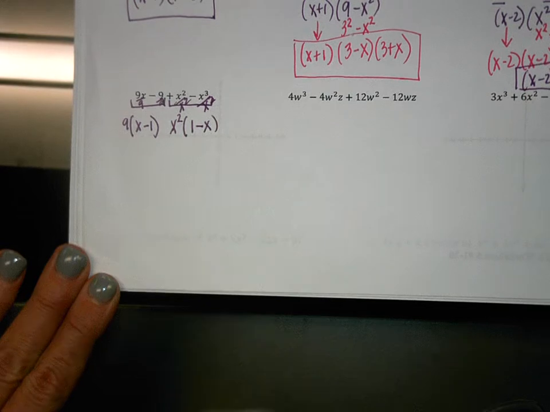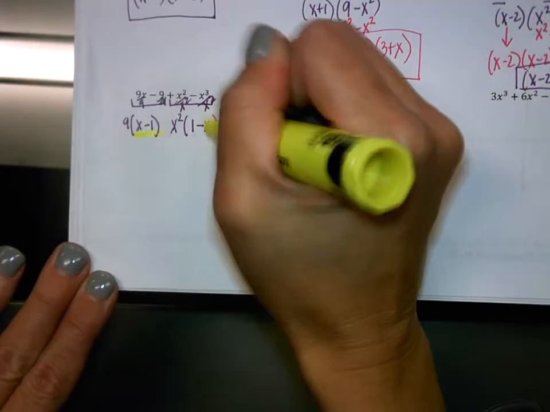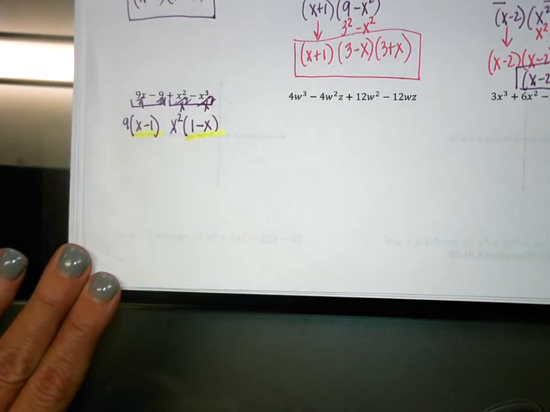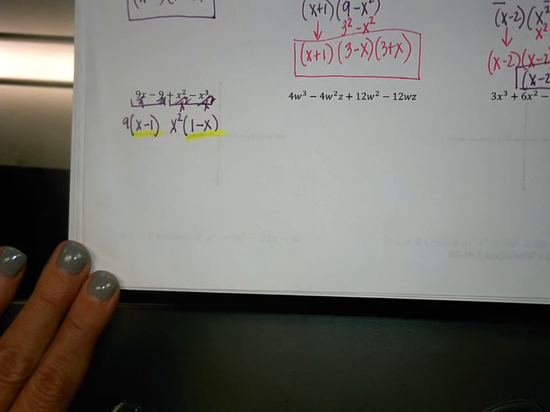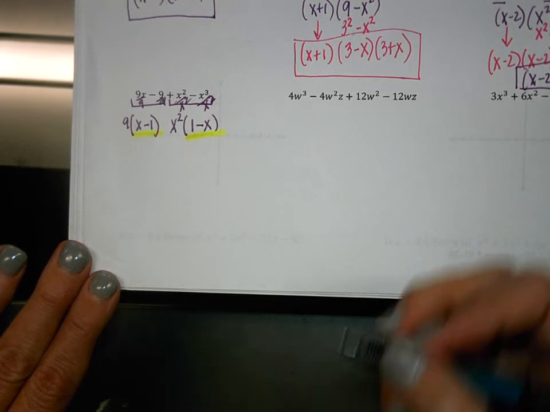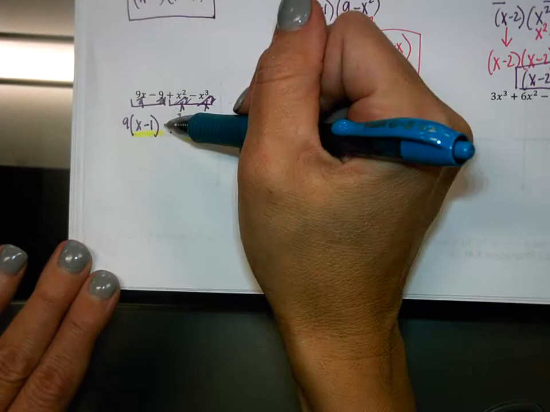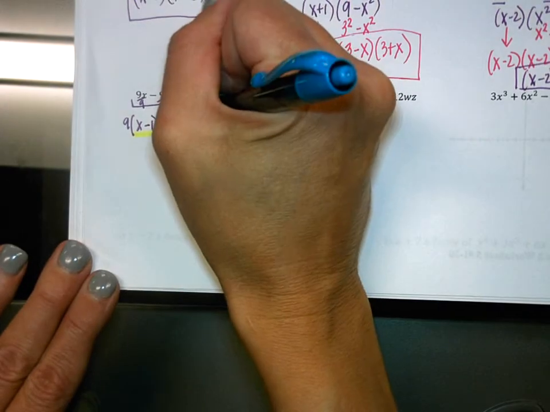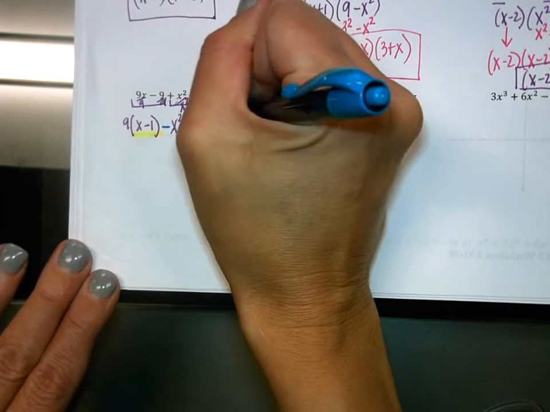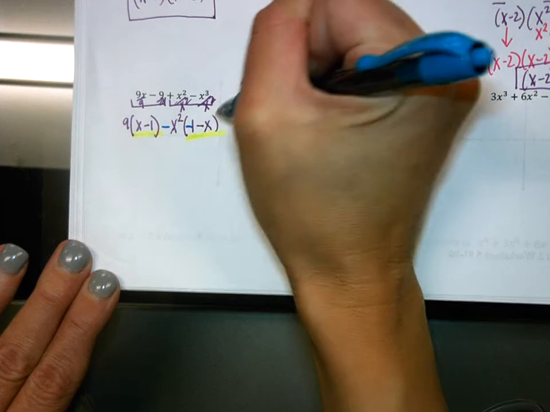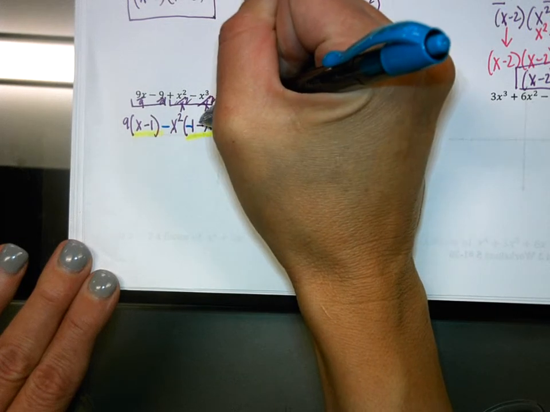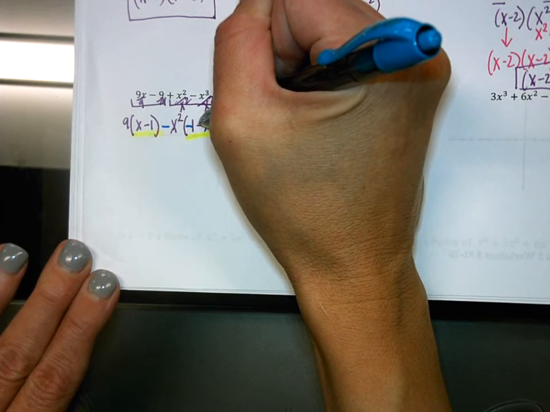Okay? Now, are these the same? No, these are not the same yet. And so in order to make them like, what will we need to do? Very good. Factor out a negative. So when I do that, the x squared becomes negative, the 1 becomes a negative, and the negative x becomes a positive.